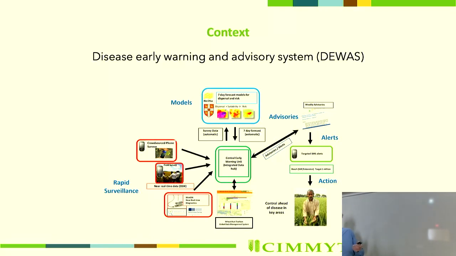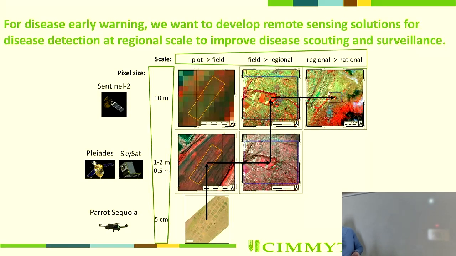So I'm in the context of the Disease Early Warning Advisory System, the DEWAS project. And in this context, we want to develop remote sensing solutions for disease detection at a regional scale to improve disease scouting and disease surveillance. And basically, no one is really doing this with remote sensing data. So we kind of had to start from scratch using drone data, as you can see, in a field trial experiment.